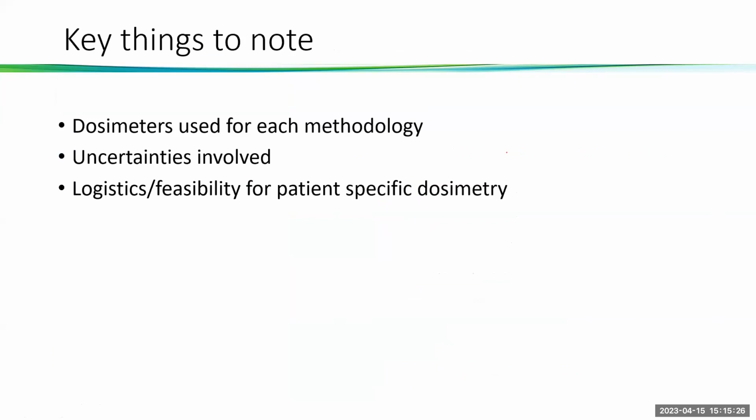Key things to note when we look at this methodology are what dosimeters are used for each methodology, because each type of dosimeter is specific and there are uncertainties involved in the different types of dosimeters. Some may be easier than others, but it also depends on the cost, and on the logistics and feasibility of doing a patient-specific dosimetry.